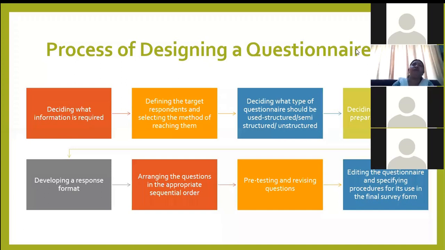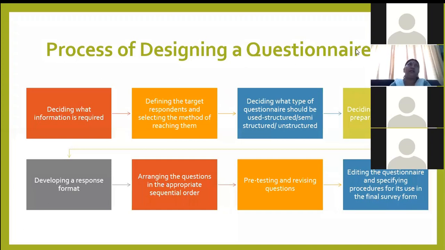So first of all, we have to decide what all information is required. That is the first step. Then we have to define the target respondents, and we have to select the method of reaching them.